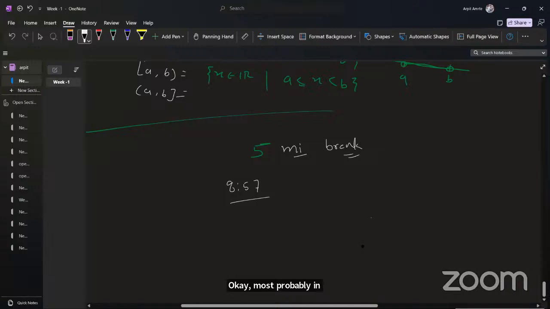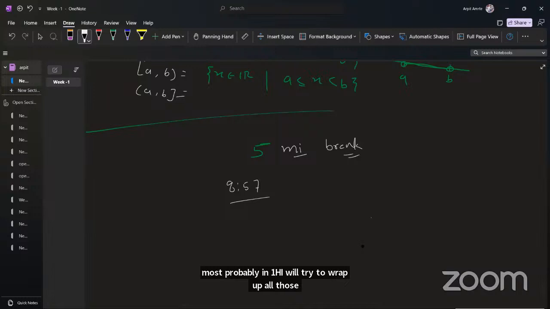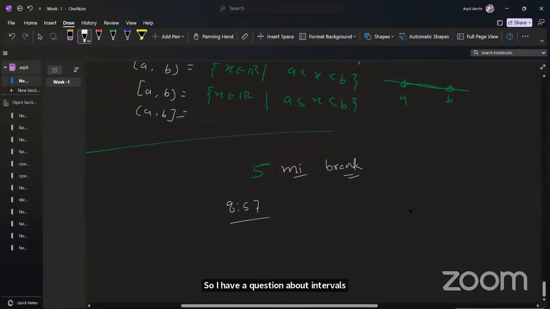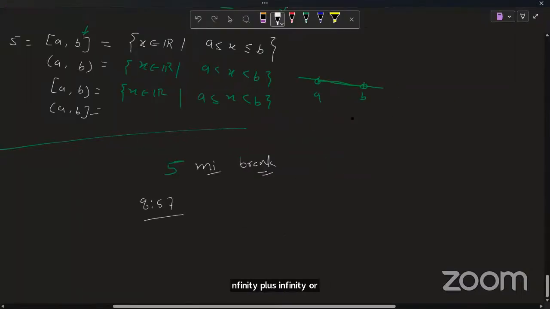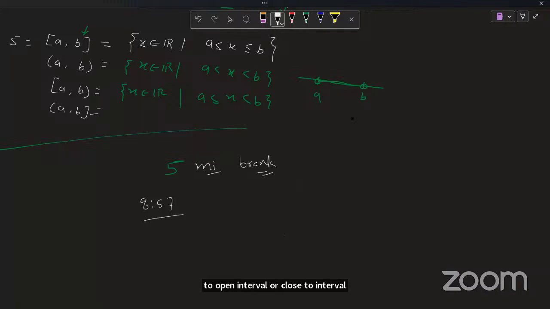Sir, I have a question about intervals. Yes, what is the question? Quickly, sir. If we have to write plus infinity or minus infinity, should we use an open interval or a closed interval? We will use only an open interval for infinity, because it's not specified. We don't know about this infinity.